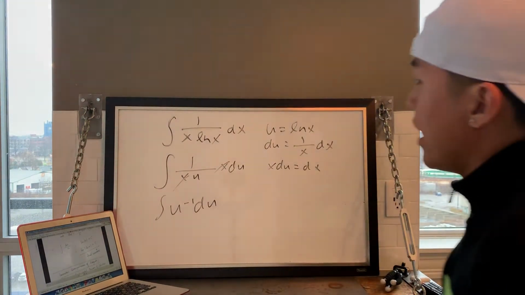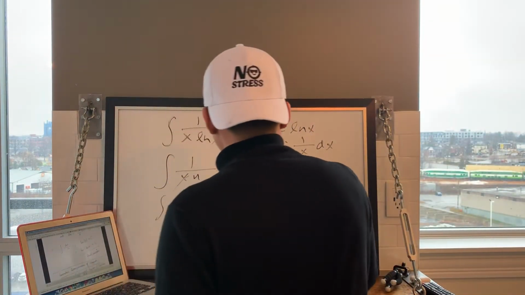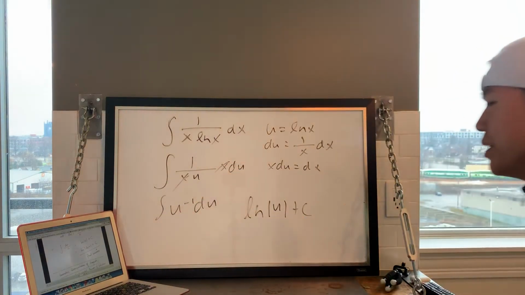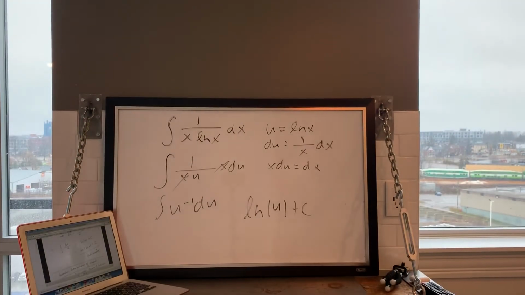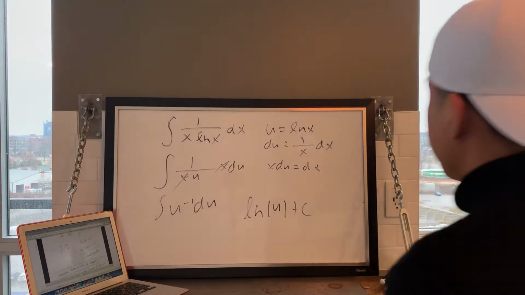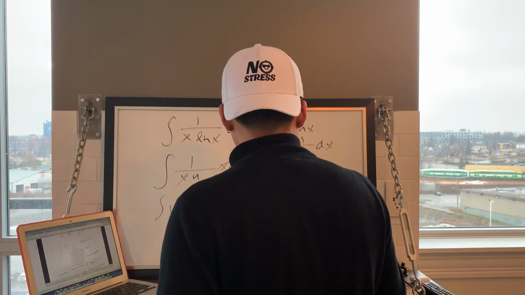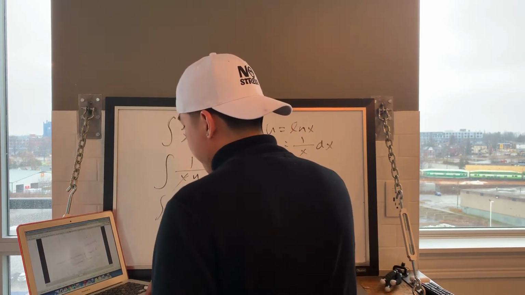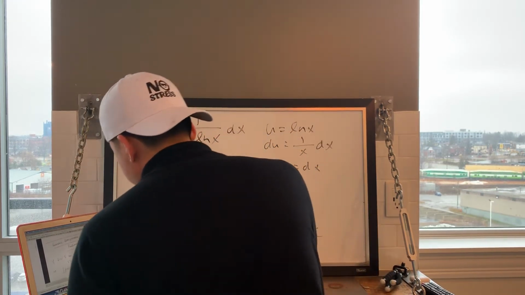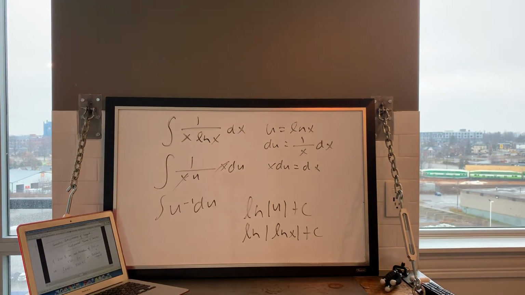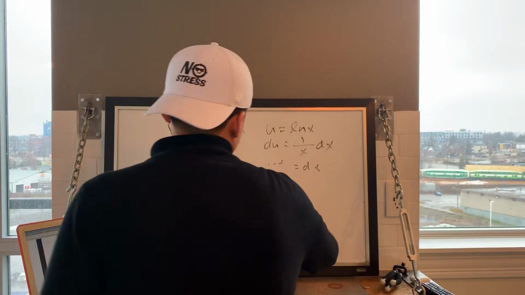And the integral of that is just ln absolute value of u plus c. So it's kind of a weird question because the answer ends up being ln of ln x plus c. Okay. Sweet. So that is it for u substitution examples.